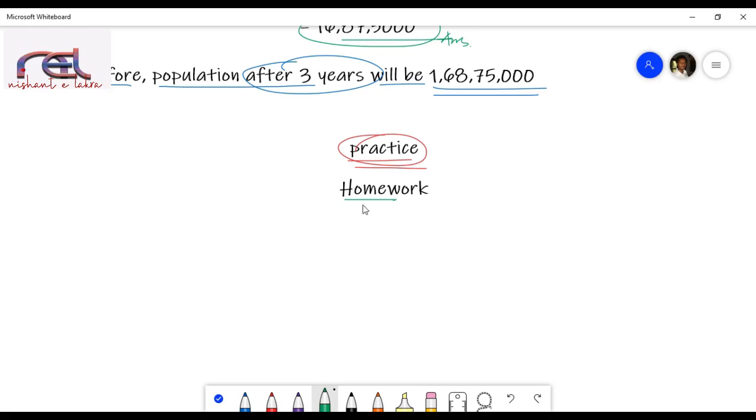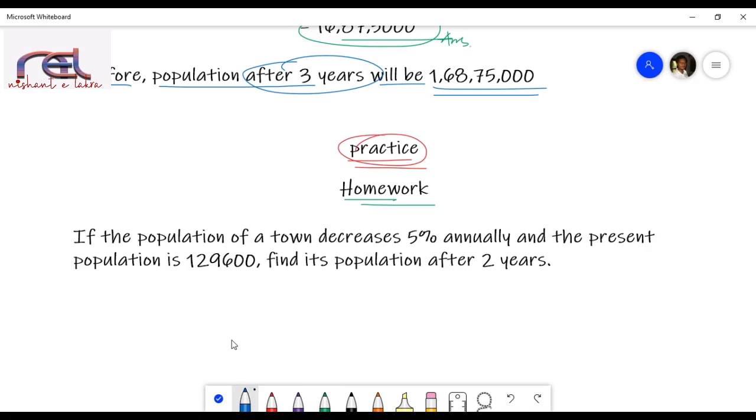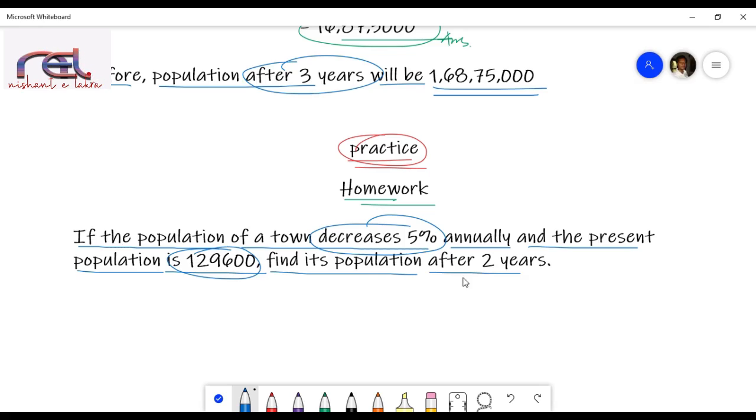There's a homework for you. If the population of a town decreases at a 5% decay factor annually, and the present population is 1,29,600, what do you have to find? You have to find its population after 2 years. I hope you can do this. Keep practicing and keep learning.